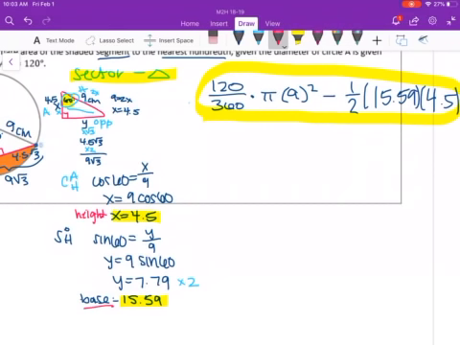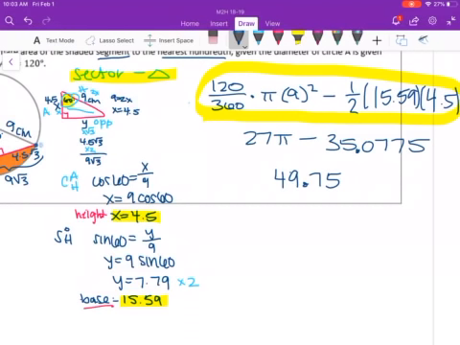So here would be 27 pi minus 0.5 times 15.59 times 4.5, which is 35.0775. So that's if you left it exact, but put that whole thing in your calculator. So 27 pi minus that would give you 49.75, and our units would be centimeters squared.